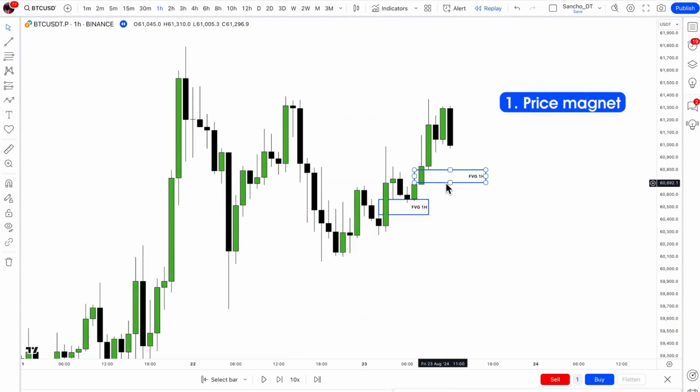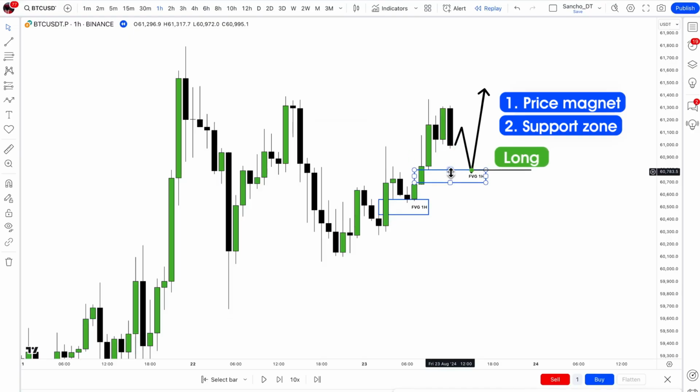Let's explore what imbalance means from a pricing perspective. Firstly, it acts as a magnet for price. The market typically tends to return to these areas to restore equilibrium. Secondly, imbalance serves as a strong support zone. When the price reaches these levels, a noticeable reaction is expected, after which the market will likely continue moving in the direction of the current trend. For traders, these zones become excellent opportunities to open positions.